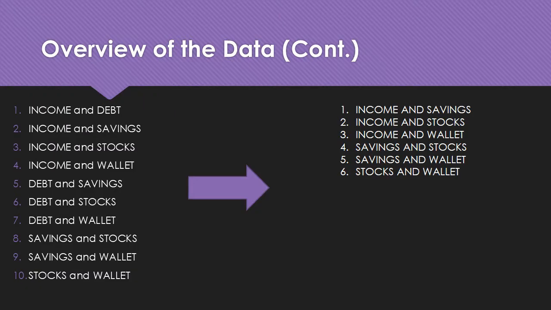As part of the exercise for this unit, we are asked to take the data set and insert it into PSPP to calculate the following correlations: income and debt, income and savings, income and stocks, income and wallet, debt and savings, debt and stocks, debt and wallet, savings and stocks, savings and wallet, stocks and wallet. 6 of these correlations, after being calculated, contain significant correlations.